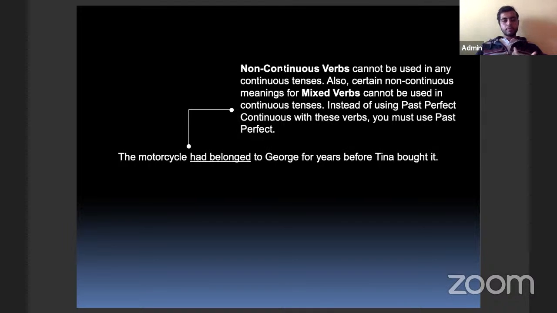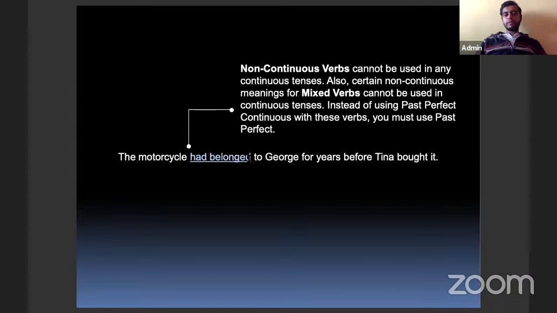Belonging is a non-continuous verb. Also, certain non-continuous meanings of mixed verbs cannot be used in continuous. We will do this next week, and then you will understand it more clearly: what mixed verbs are and what non-continuous verbs are. But for now, just remember that for verbs that are not continuing, you cannot use them in any continuous tense. Instead of using past perfect continuous, use past perfect in this case.